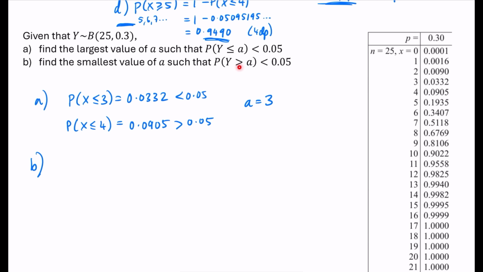Now part B is a little bit difficult, right? We're saying the smallest value of a such that the probability that y is greater than a is less than 0.05.